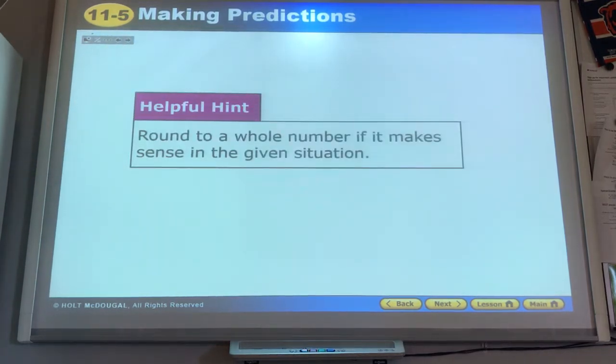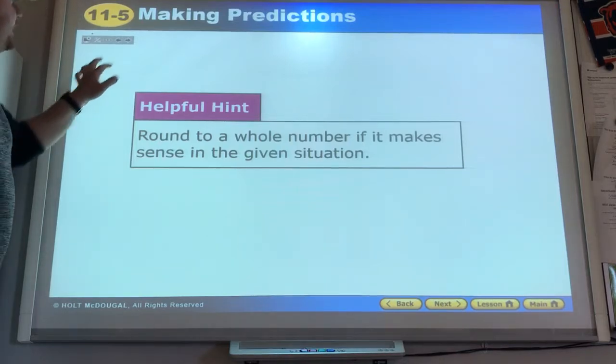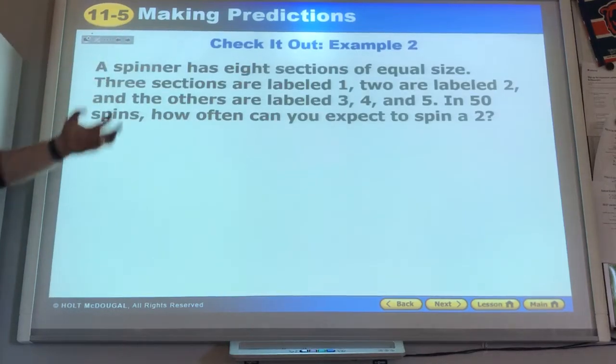Round to a whole number if it makes sense given the situation. You can't have 0.75 of a spin, so in that last situation we would round up or round down.